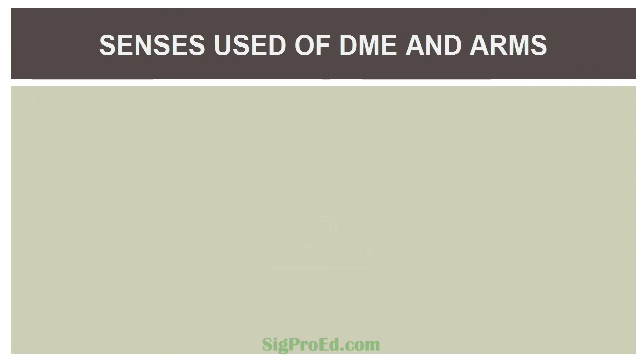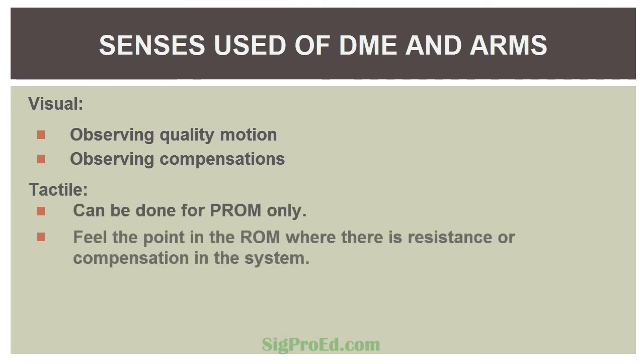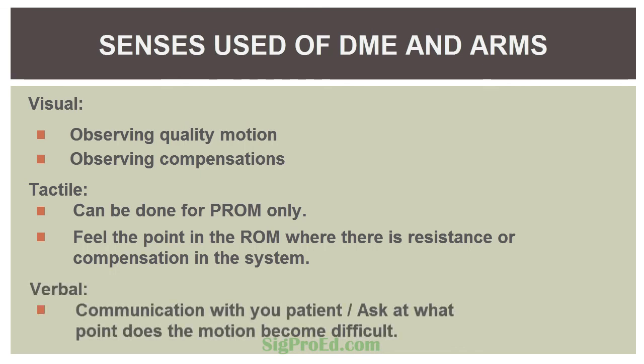I mentioned the sensors used in diagnostic motion evaluation in the arms technique. So just to review, visual, when we're observing quality range of motion and compensations. Tactile can be used for passive range of motion. And also, as I mentioned before, if you notice the area of compensation, you can place your hand there and determine if and when movement occurs. And also feeling for the point in range of motion where there's resistance or compensation in the system. And lastly, verbal communication with your patient, asking your patient at what point does the motion become difficult to perform.